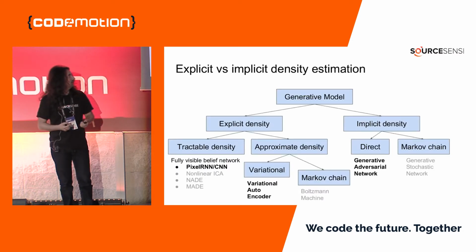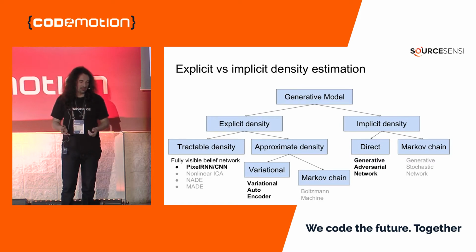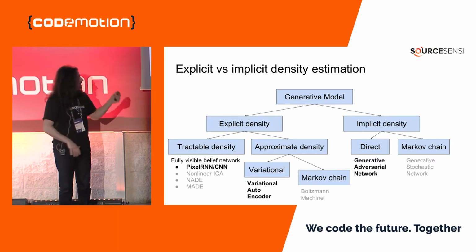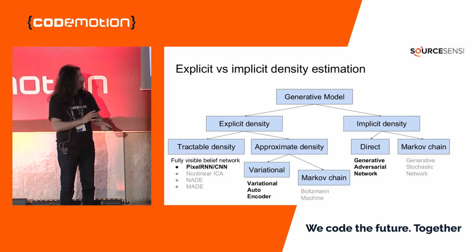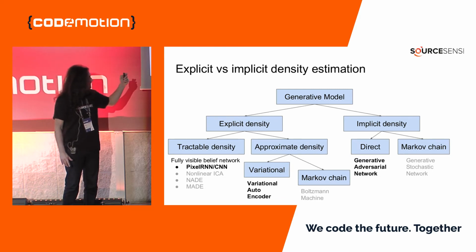So all our models are actually divided in this taxonomy. The first category split is explicit density estimation versus implicit density estimation. So these are the models. Do we have a pointer here?